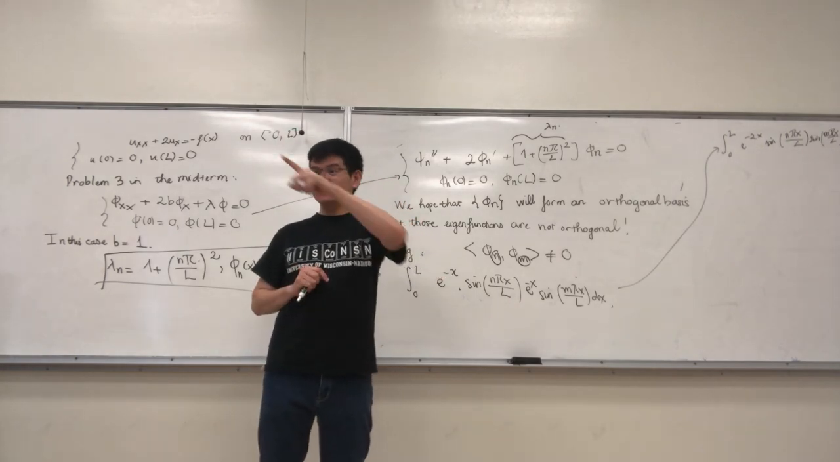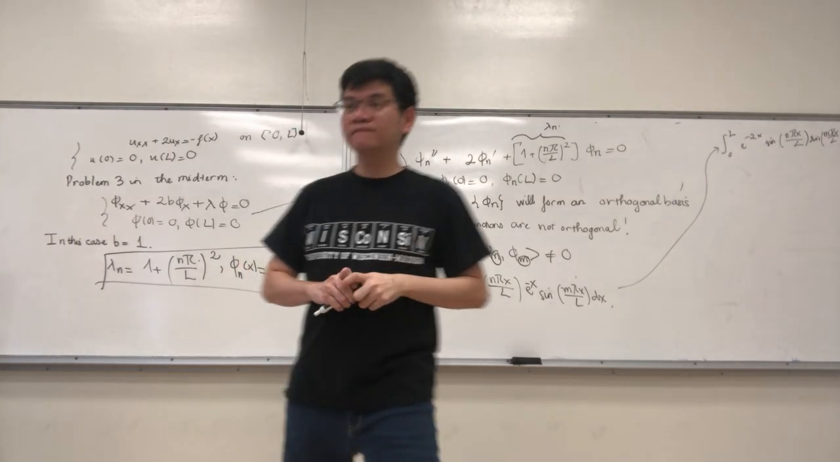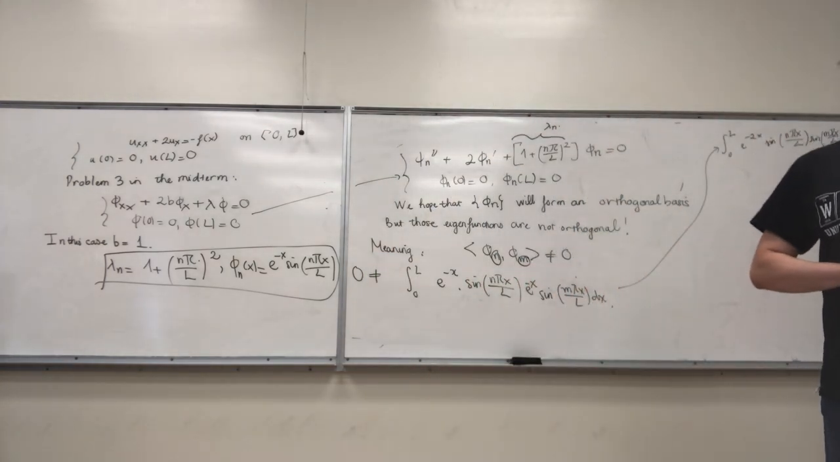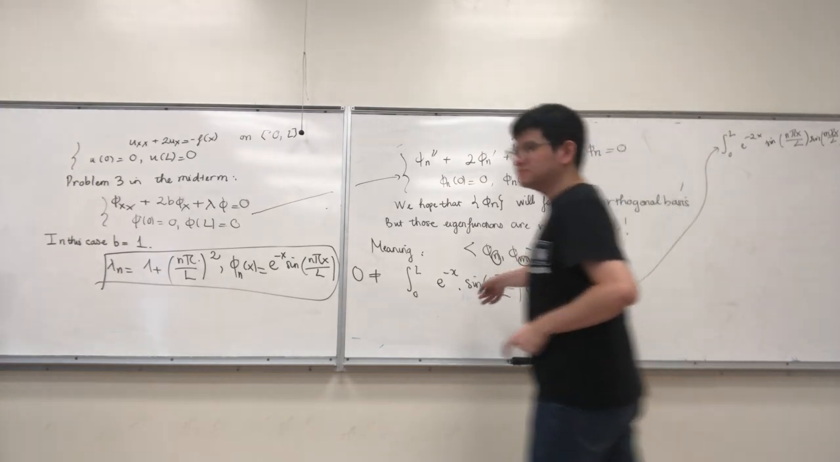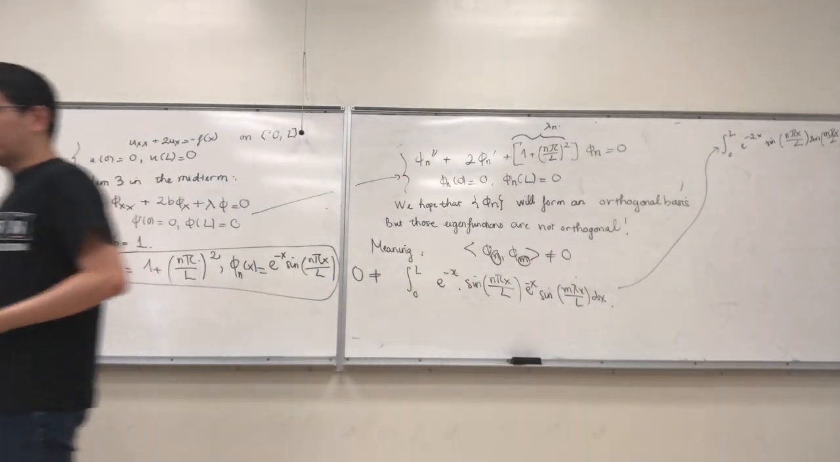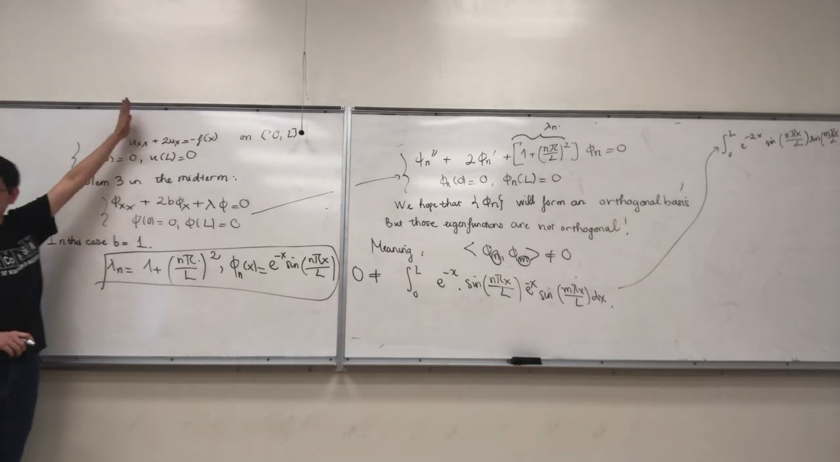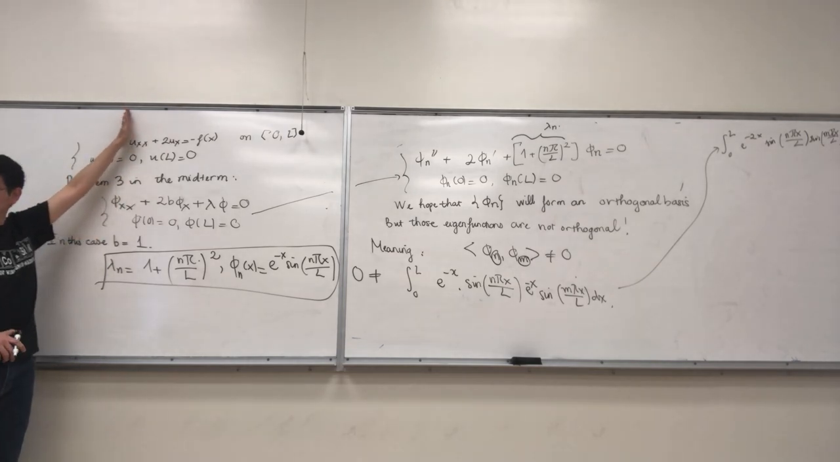Any other questions? Yes? So in this problem, we're hoping that they are orthogonal, but this particular example is not, is what we're saying, right? Yes, we want them to be orthogonal, but they are not orthogonal. This is because this one is not self-adjoint. Okay. Right.